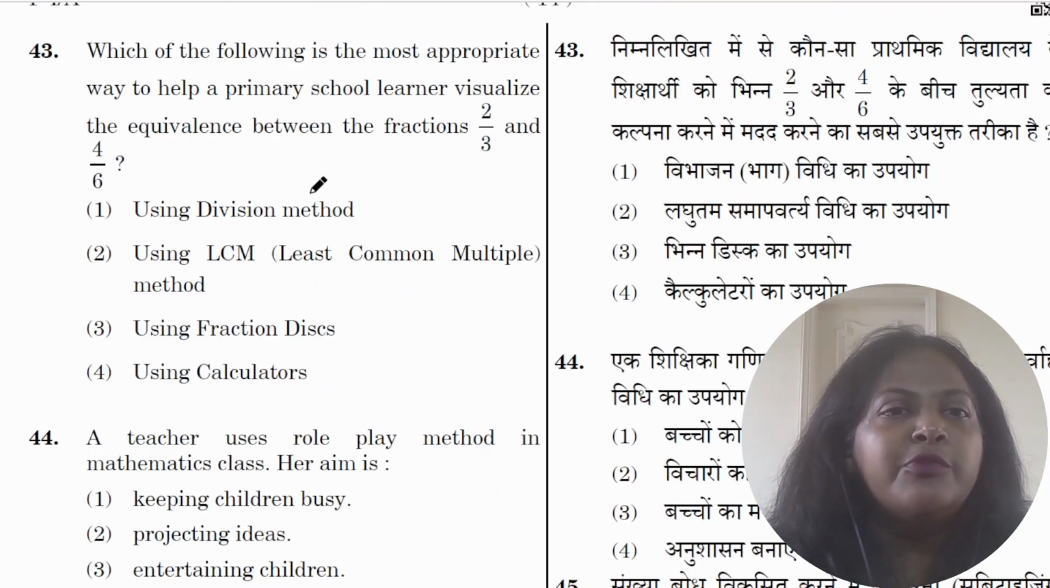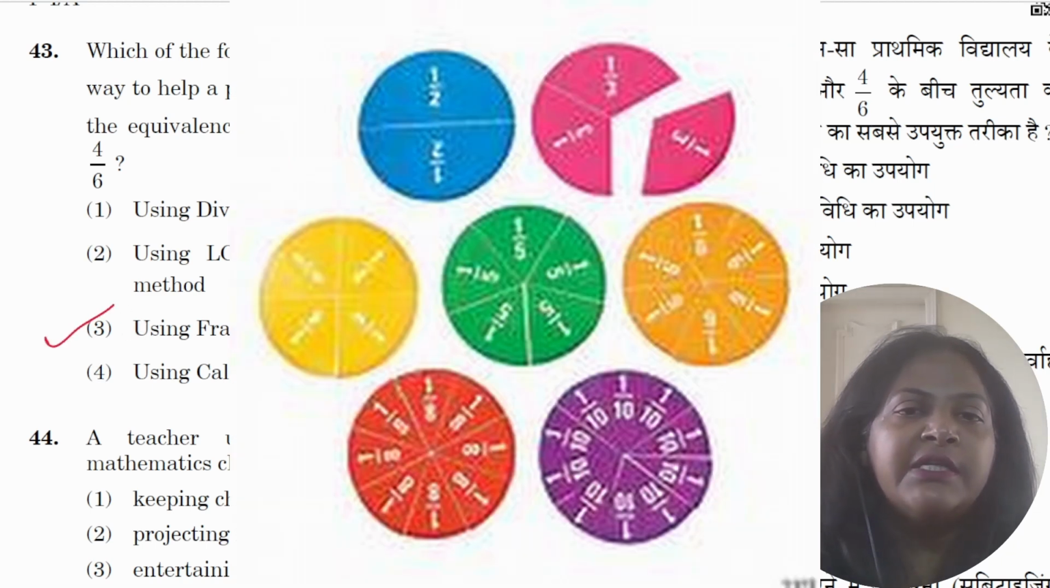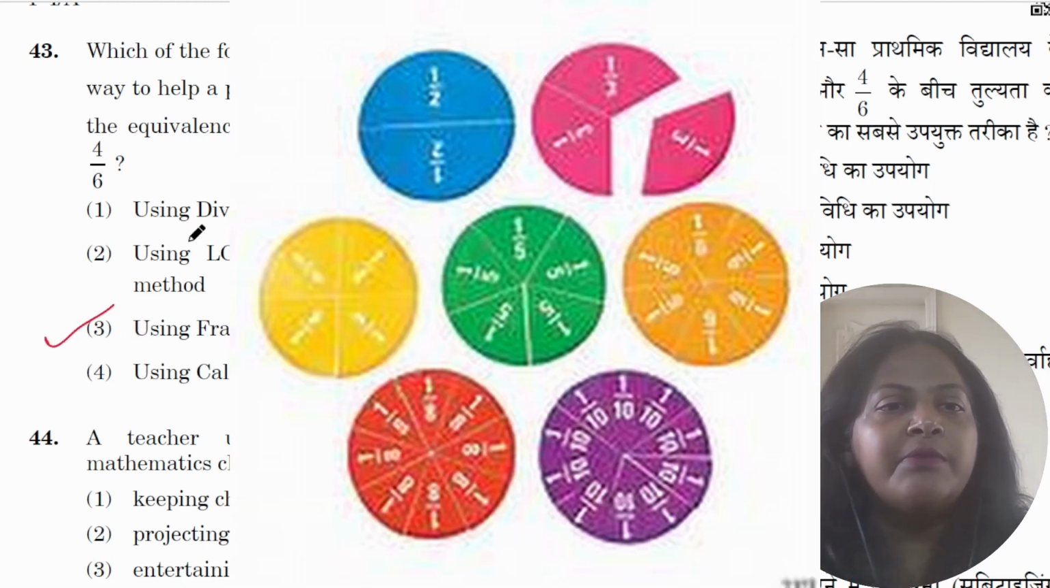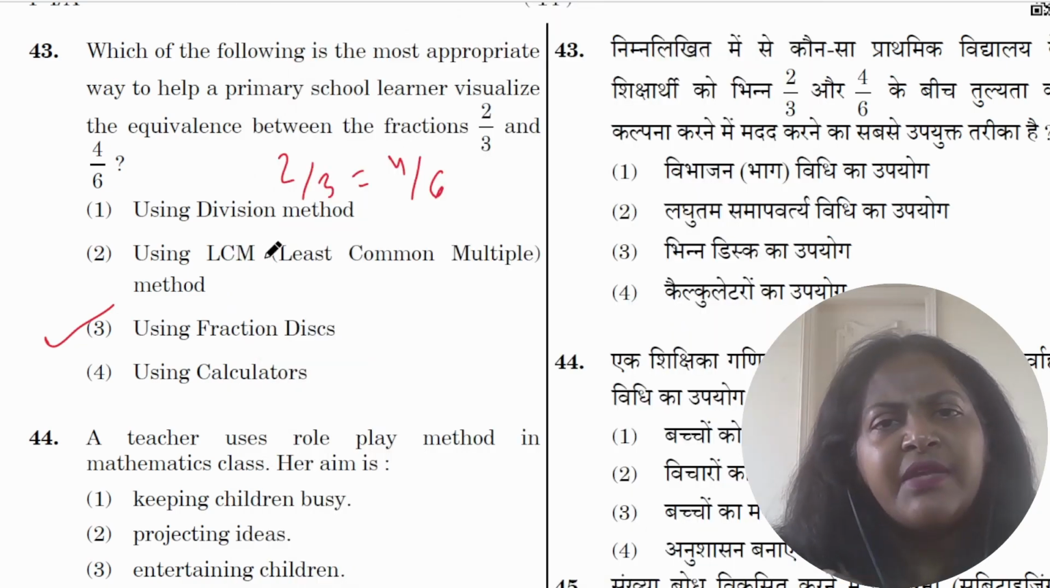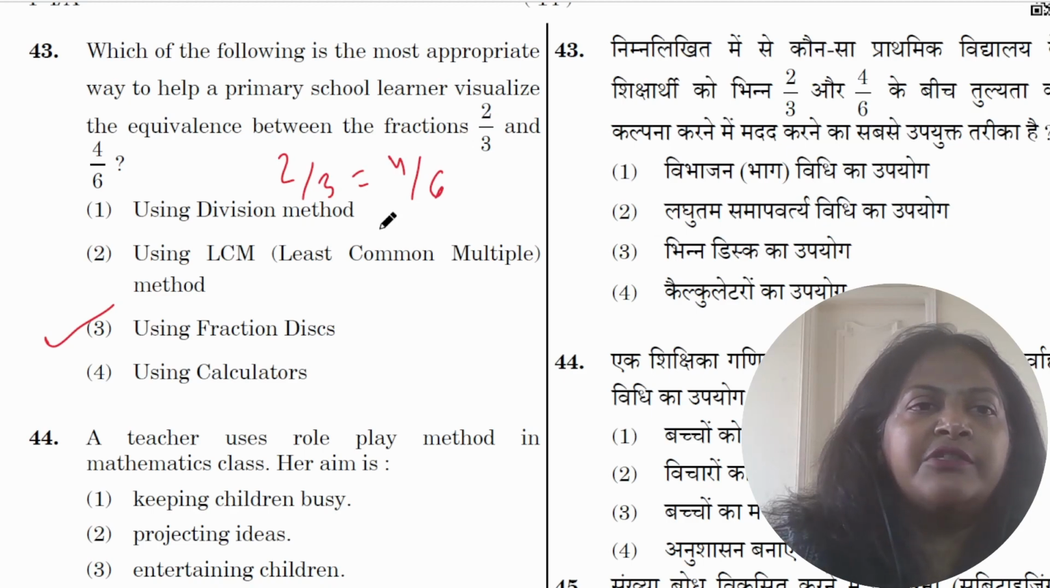Which of the following is the most appropriate way to help a primary school learner visualize the equivalence between 2/3 and 4/6? The same fact that 2/3 is the same thing as 4/6, we should use fraction discs. I'll see if I can put in a picture of a fraction disc that will be able to clearly tell the student that these are equivalent fractions.